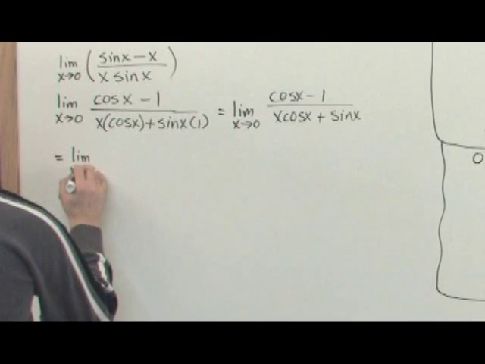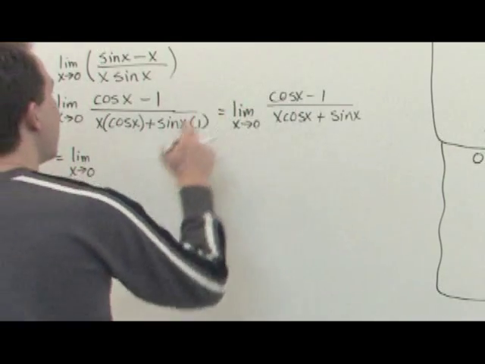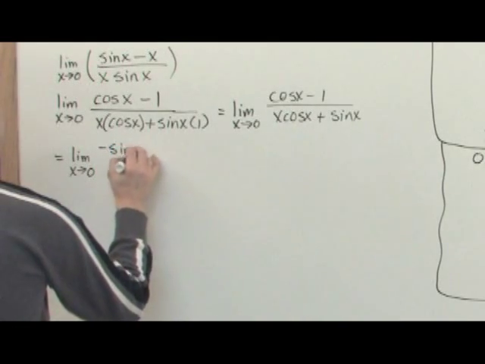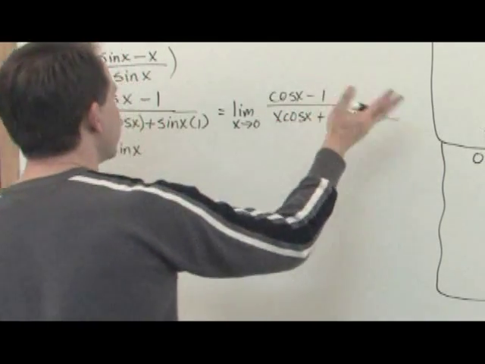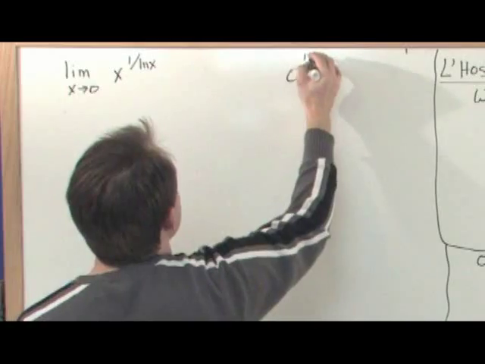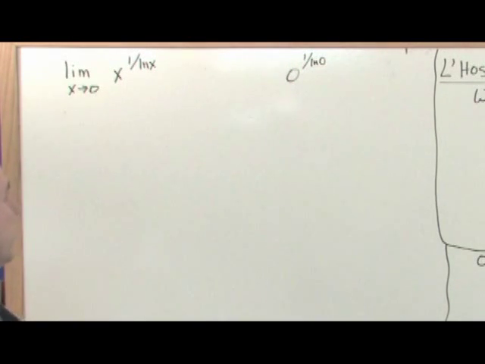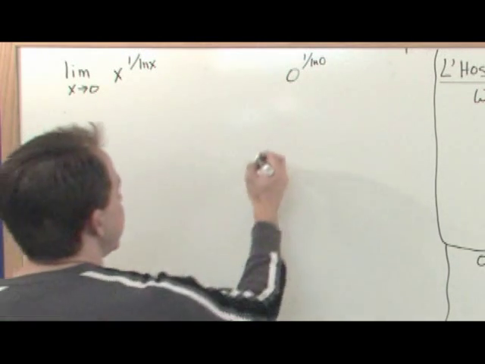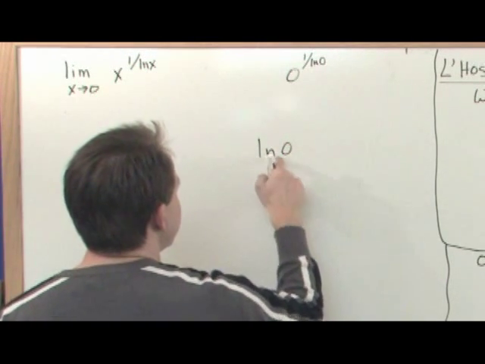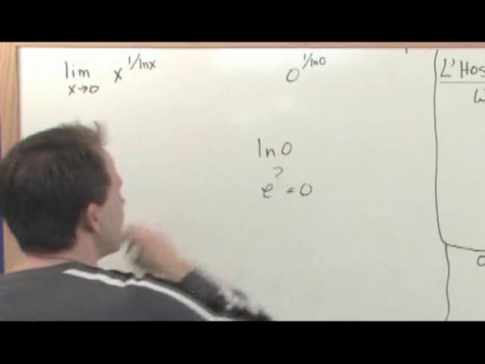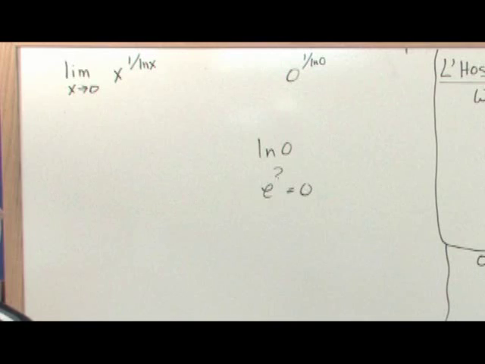Limit as x goes to 0. What is the derivative of the top? Derivative of cosine is negative sine of x, and this minus 1 is going to disappear when you take the derivative. 1 over natural log of 0. Okay, what is natural log of 0? Natural log of 0 is, think about it, e to the some number is 0. Well, what number could that be? It's got to be negative infinity.